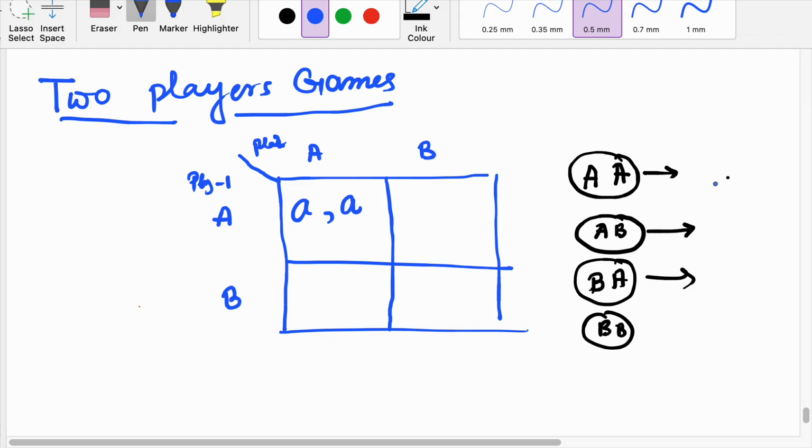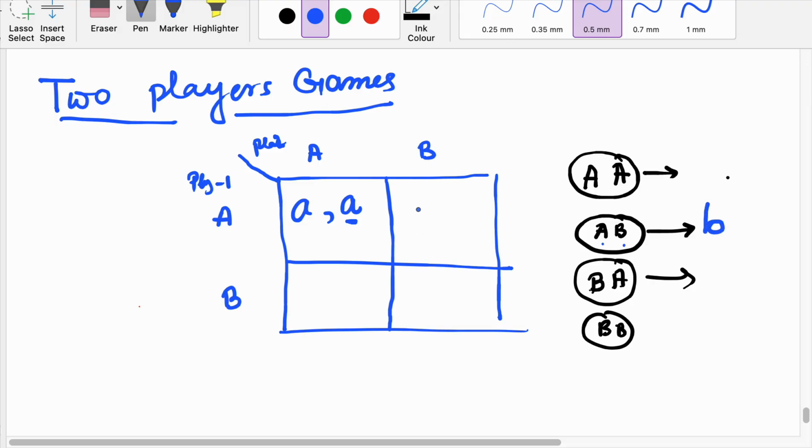A gets the payoff of A, and the second one is the payoff of player 2. He is also getting the payoff of A. Now the situation comes where A plays against B. Here I am playing A and you are playing B. So I will get some payoff, suppose I am getting a payoff of B.